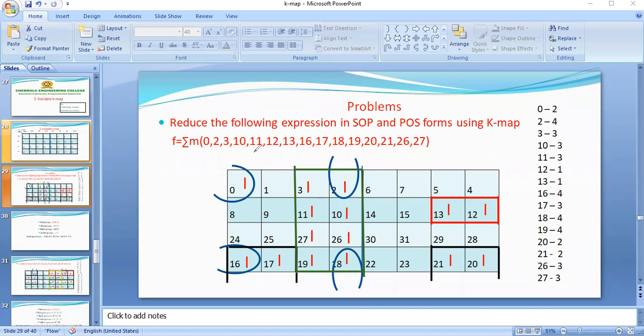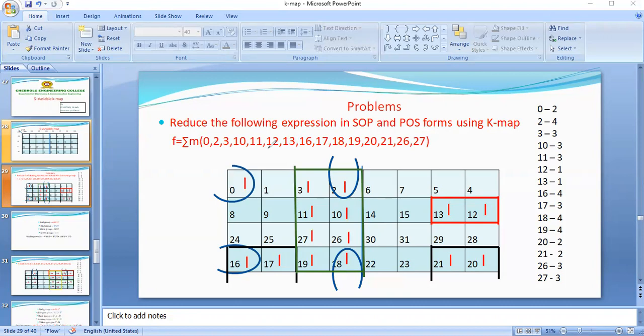So here the given numbers are minterms. In a K-map, the first step is to decide the number of variables. Here no variable representation is given, so see, the maximum number is 27. If you want to represent 27 in binary, we need a 5-bit representation. That means we have to take a 5-variable K-map. So first, you have to draw the 5-variable K-map.